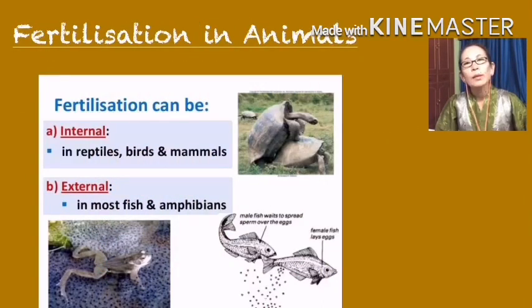In animals, we can broadly think of two kinds of fertilization: internal fertilization and external fertilization. Internal fertilization is seen in reptiles, birds, and mammals, and external fertilization is seen in most fishes, amphibians, and aquatic invertebrates. Now, these two types of fertilization are classified based on the site of fertilization.